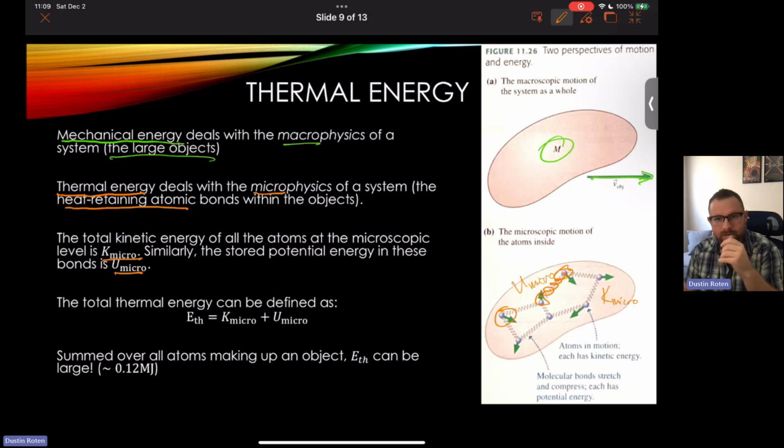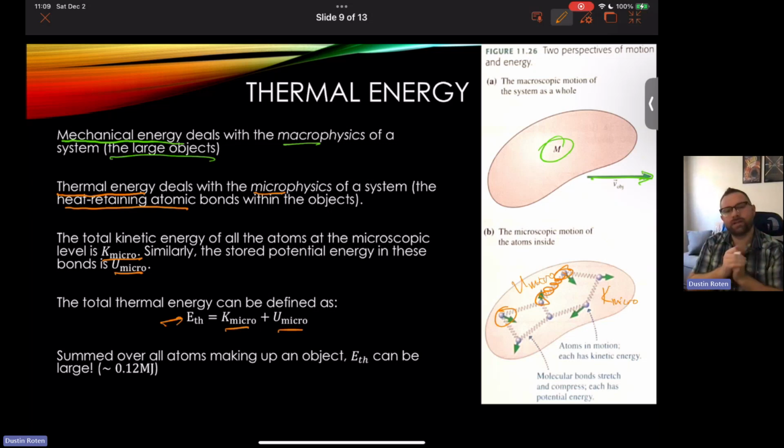So do note that the subscripts here are micro. We're talking about what's going on inside the object. So the total thermal energy is just the sum of these two. So we have the kinetic and potential energy at the microphysics level, and that's our thermal energy, total thermal energy.